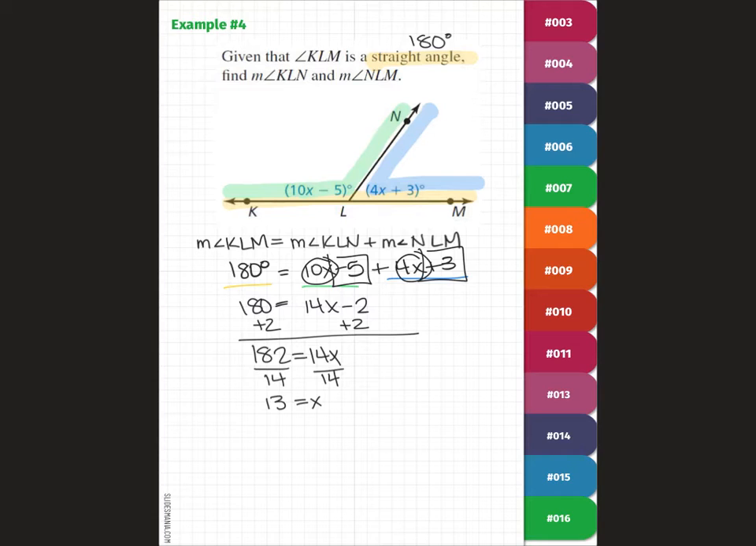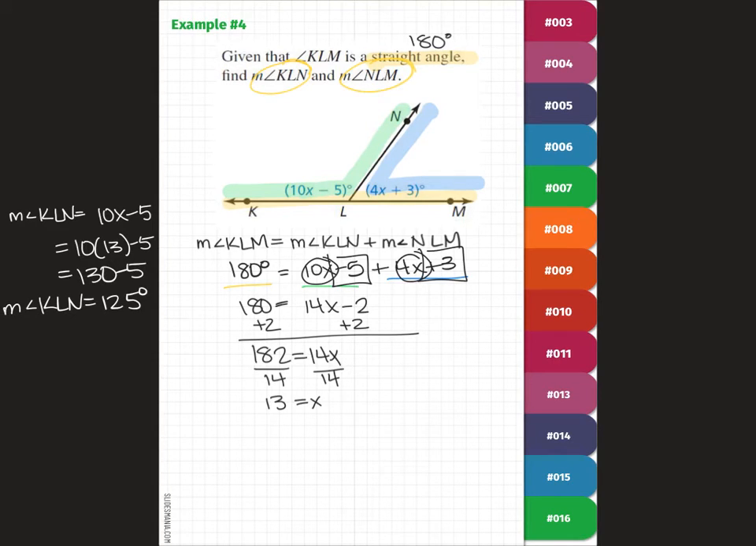But remember, I am supposed to be finding KLN and NLM. So let's do that now. So the measure of angle KLN is 10x minus 5. So that's going to be 10 times 13 minus 5. So that's going to be 130 minus 5. So the measure of angle KLN is equal to 125 degrees.